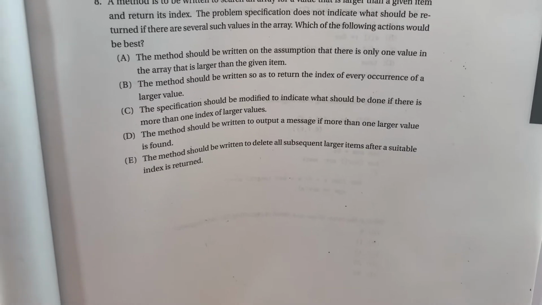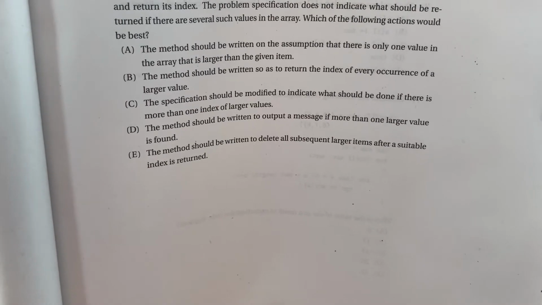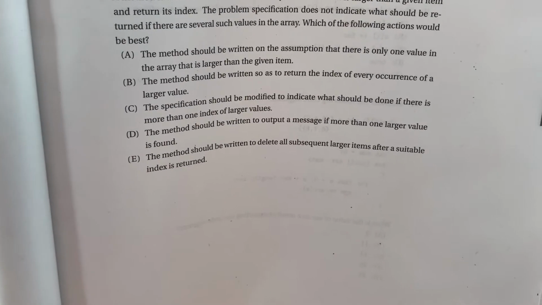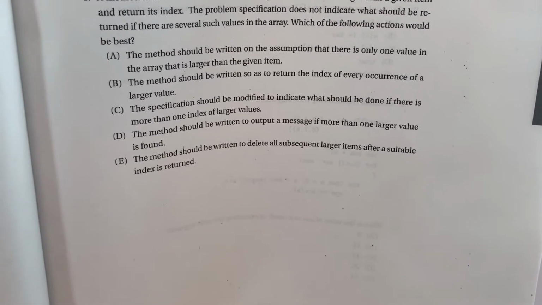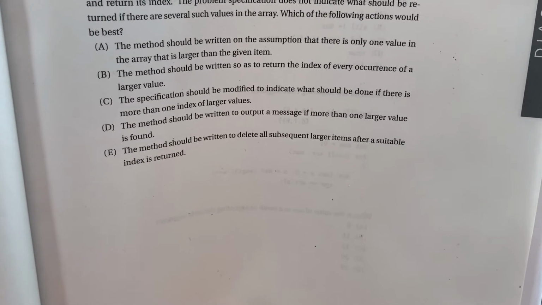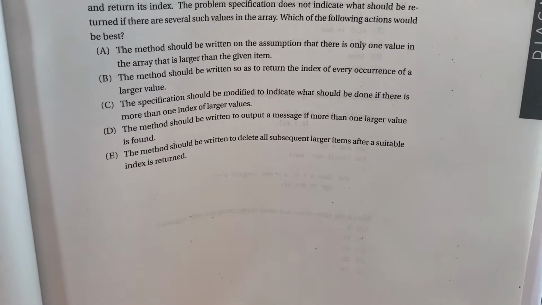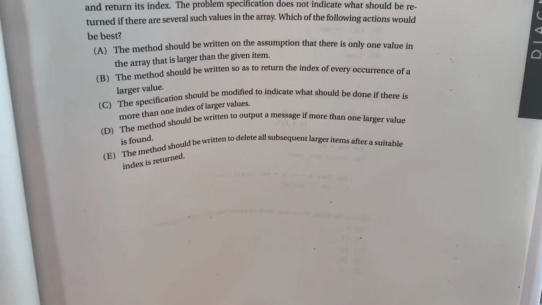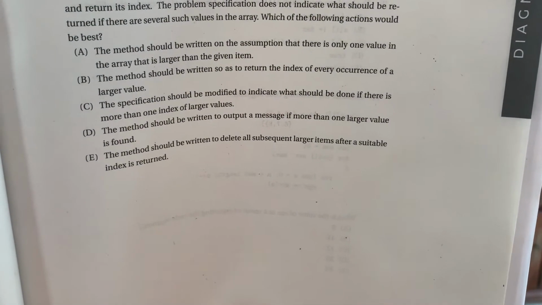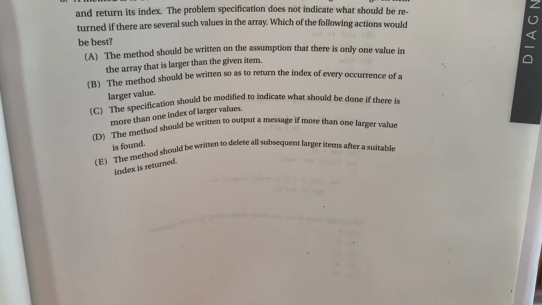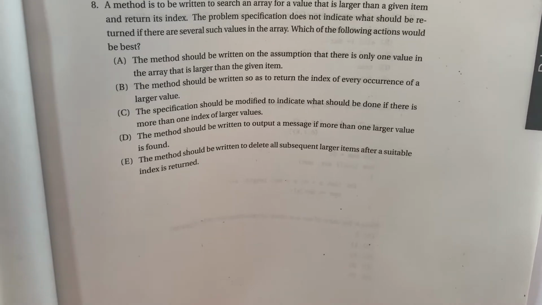But let's just move on and look at D and E. The method should be written to output a message. No, the method is supposed to return the index of something. So don't go changing the behavior. We don't want to return a message. We want to return the index of something. Part E here, let's see, the method should be written to delete all subsequent larger items after a suitable index is returned. If that's not what our boss told us to do, we should not be editing the array. Okay, so C is the only one that makes sense. You need more specific directions.